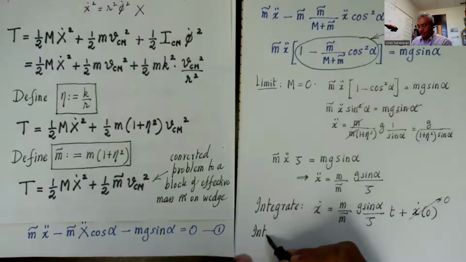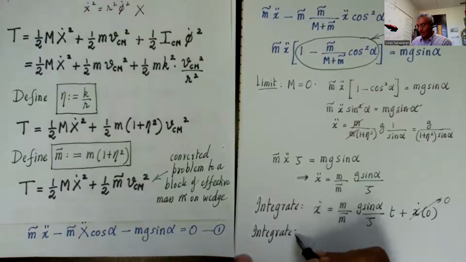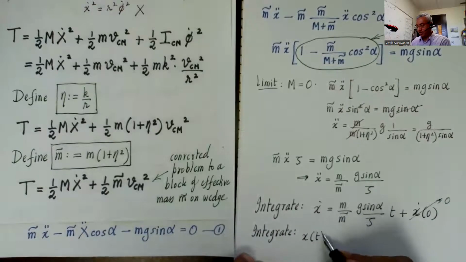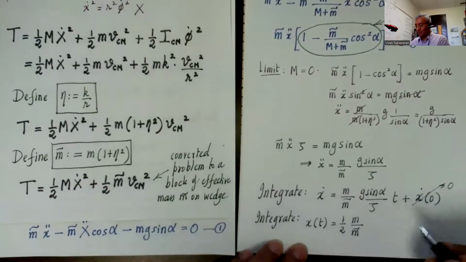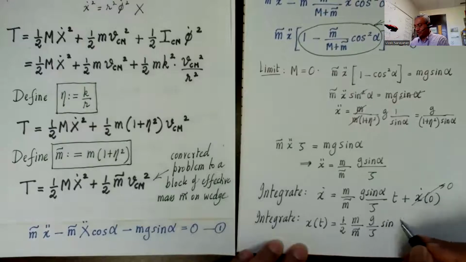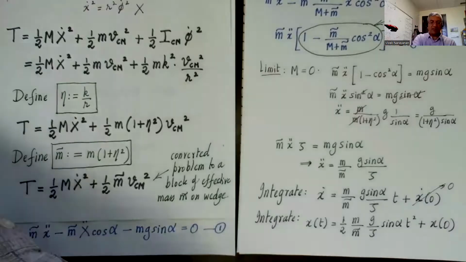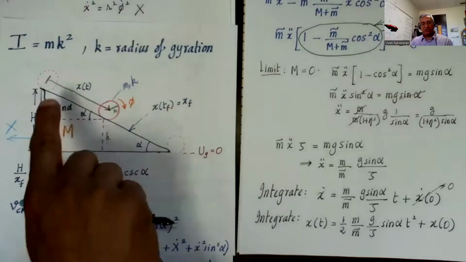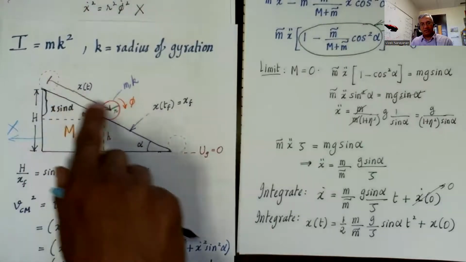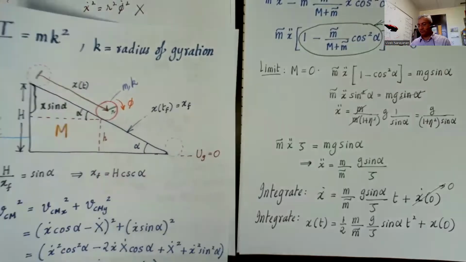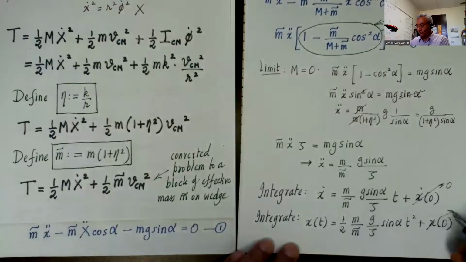We integrate it again. That gives me x as a function of time. The integral of t is t squared over 2. So that's 1/2 m over m tilde of g over zeta sine alpha t squared plus x at time 0. Well, we know that when the thing was initially at the top, that x line that extends from the top to where it is also 0 length. So that's going to be 0 also.